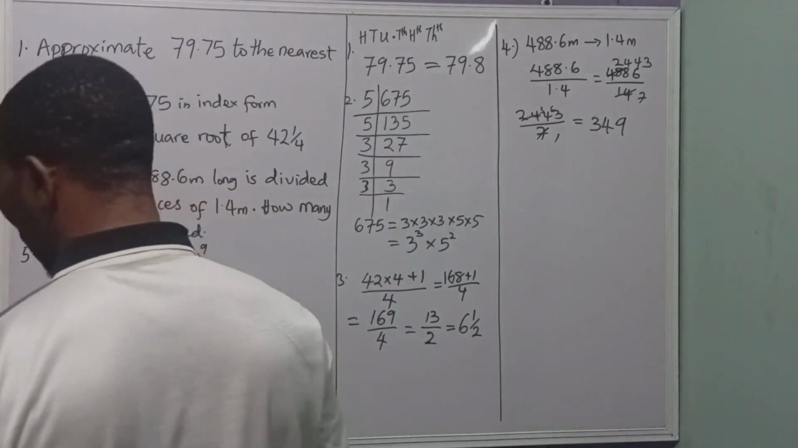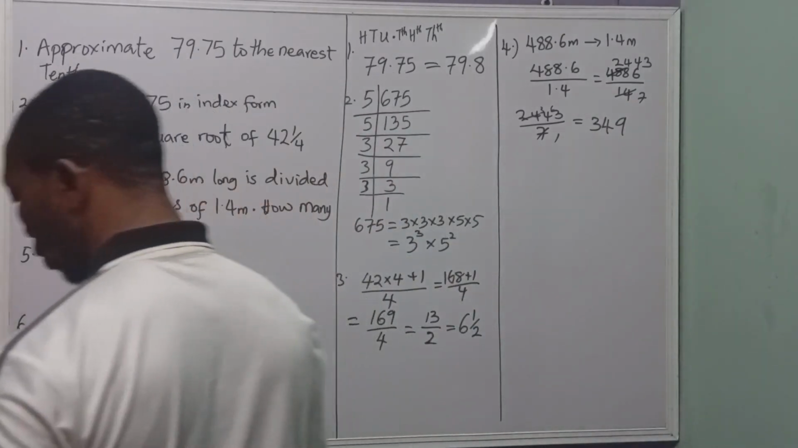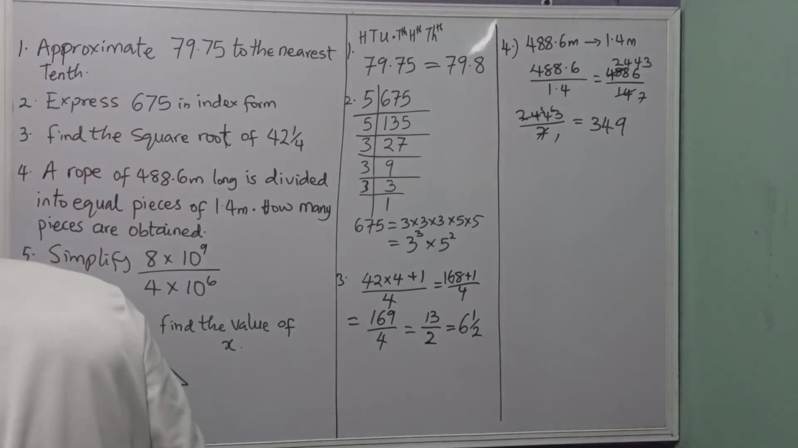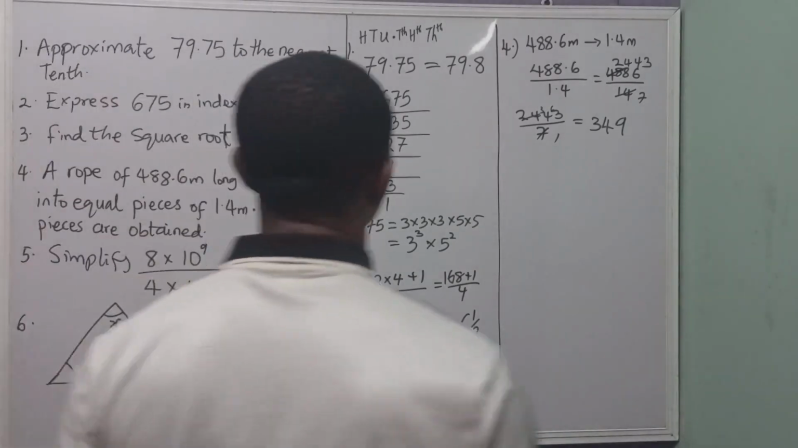Okay, so that would be the number of ropes that was cut from there. Okay, and to the fifth question.